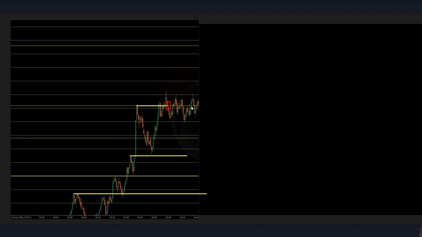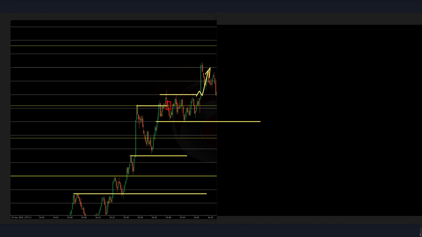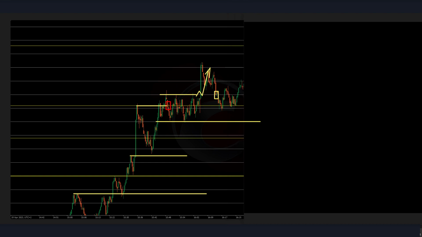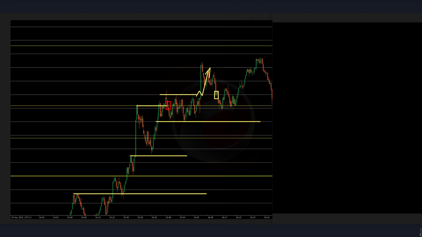Still a little bit messy. I will not really enter at 10 a.m. I will wait for a break and retest, I would say. Yes, that would be way better, even though an entry over here might have resulted in a loss. It's like 12 pips exactly. And let's see if it goes into profit.